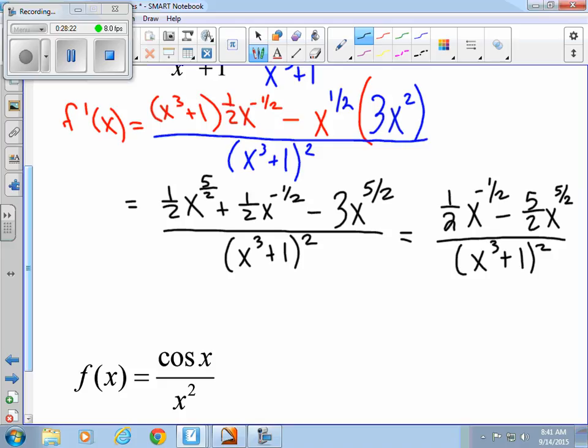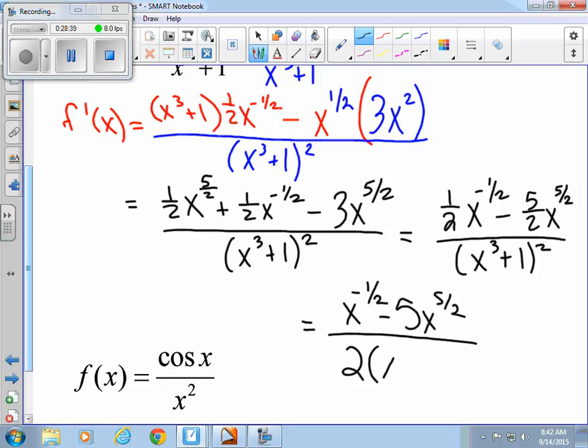I would pick 2. Why would I multiply the top and bottom by 2? Okay, the 1/2. So this would be x to the negative 1/2 minus 5x to the 5/2 over 2 times x cubed plus 1. Already looks a little better, doesn't it?